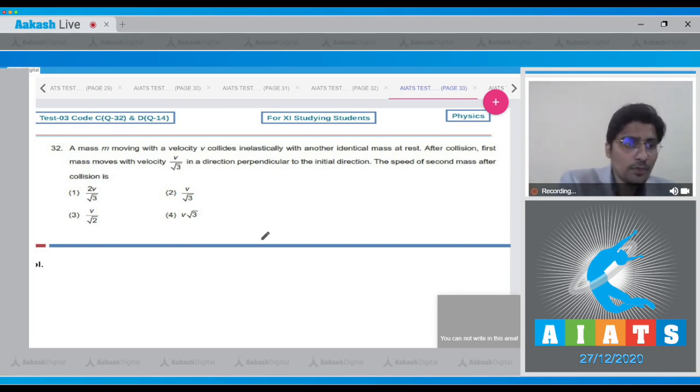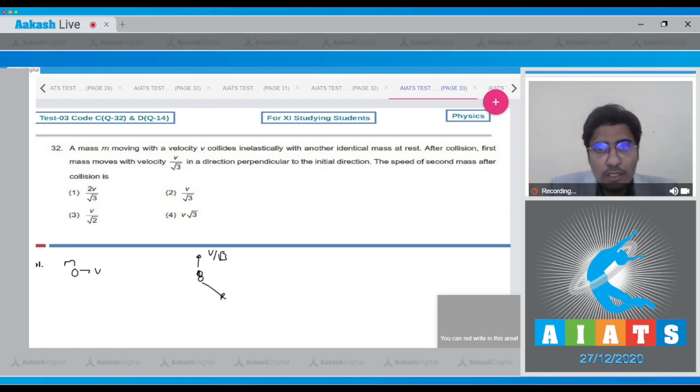Dear student, in the inelastic collision the momentum remains conserved. Let us first draw the diagram. This is the moving particle of mass m. It is moving with velocity v, and after the collision it moves with a velocity v by root 3 in the perpendicular direction, while the other mass moves in a certain direction with a velocity v1. Let this be at an angle of theta. In the x direction, let us conserve the momentum. We can write down that mv will be equal to m v1 cos theta. That is the component of momentum in the x direction.